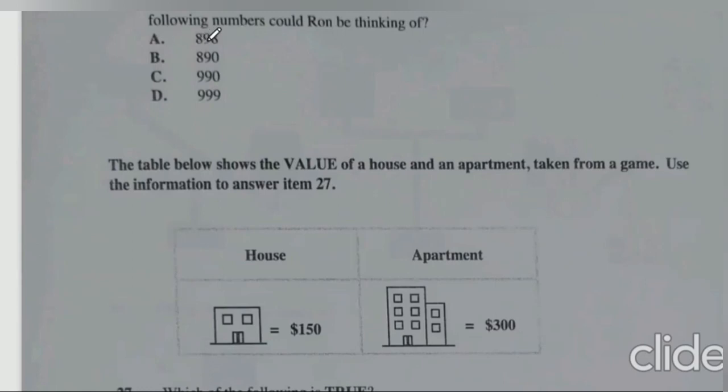So we have 898, no, that is too big. 890 looks good. Oh, no, it doesn't, because it's 890, not 900. So that tricked me for a bit. C, 990. Yes, we start at 990. It has to be 990 to 996, any of those numbers. So 990 looks perfect so far. 999 is too big, so our correct answer would be 990.